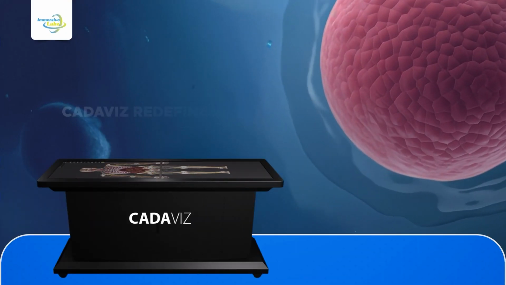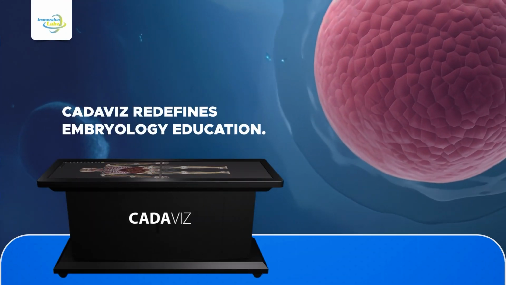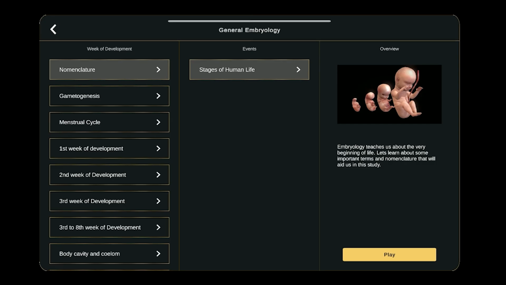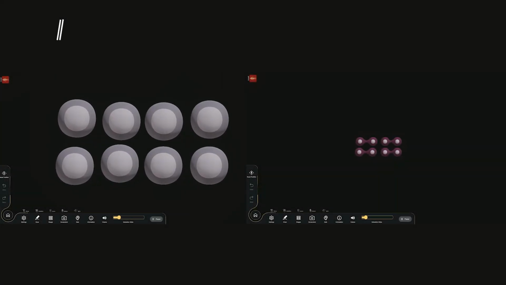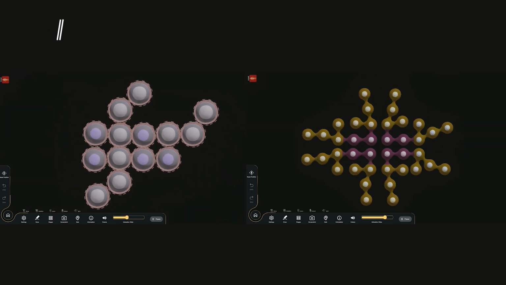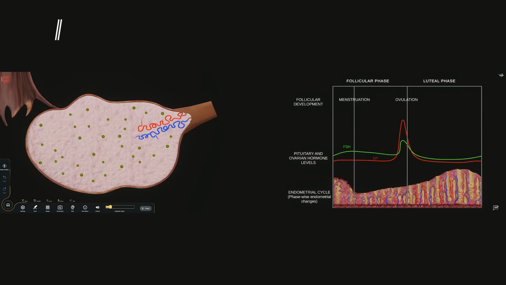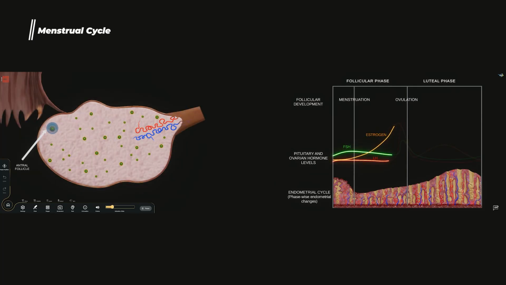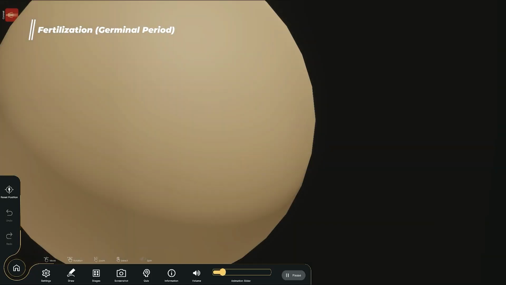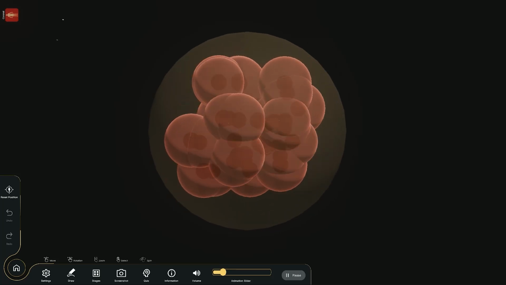Cadaviz redefines embryology education. With its comprehensive general embryology module, learners can now visualize life's earliest stages in stunning 3D detail. Trace the origin of gametes, from primordial cells to mature ova and sperm. Delve into the hormonal crosstalk orchestrating each phase of the menstrual cycle. Follow the fusion of gametes and watch the early stages of germinal development come to life.